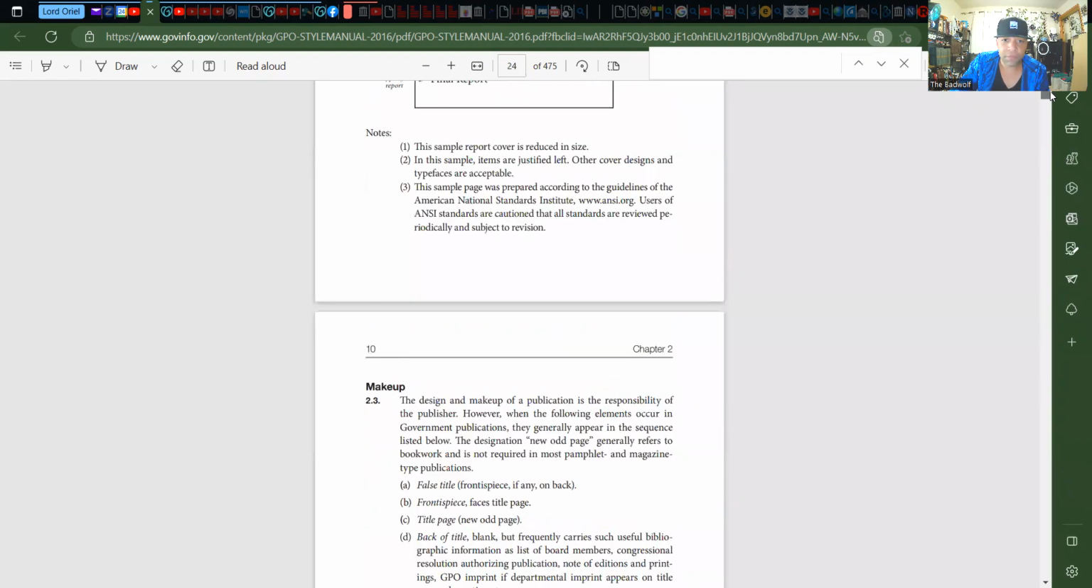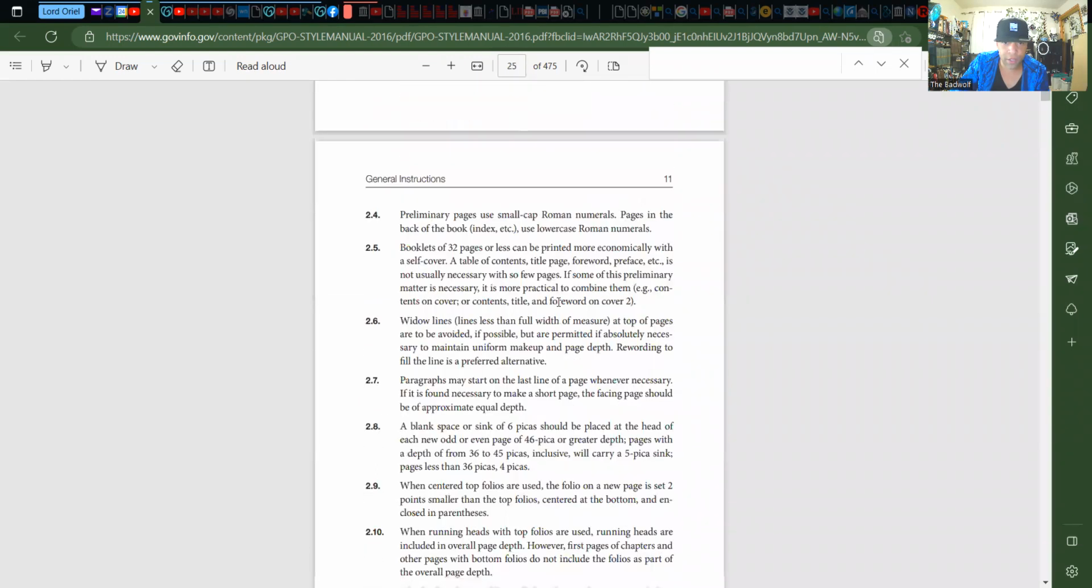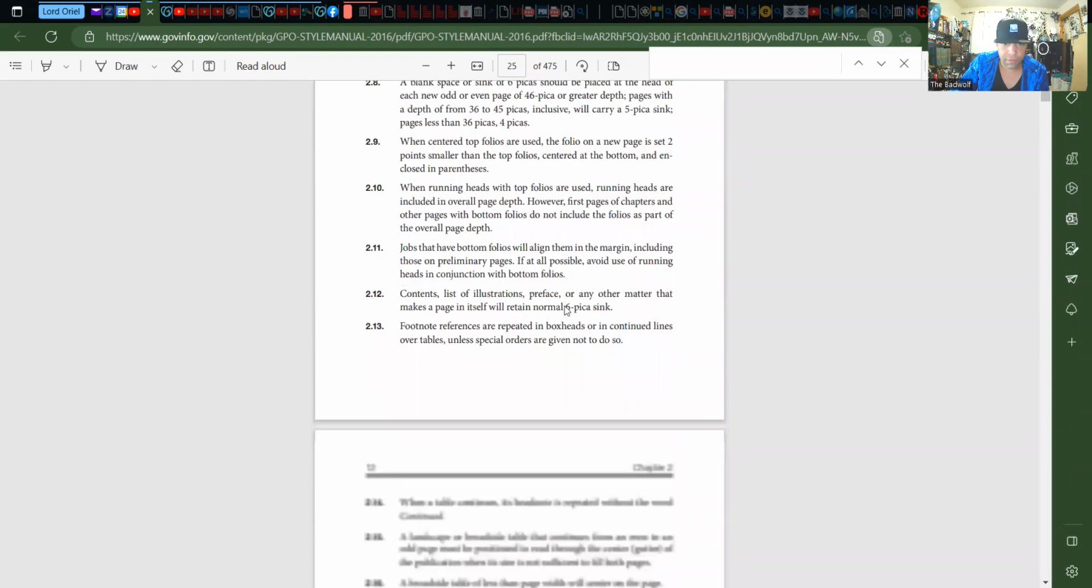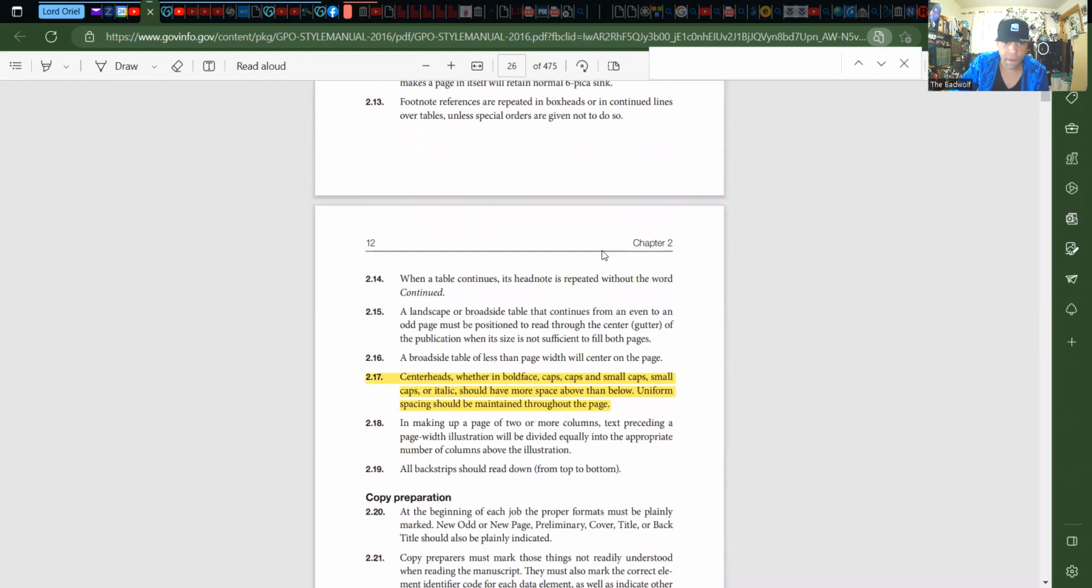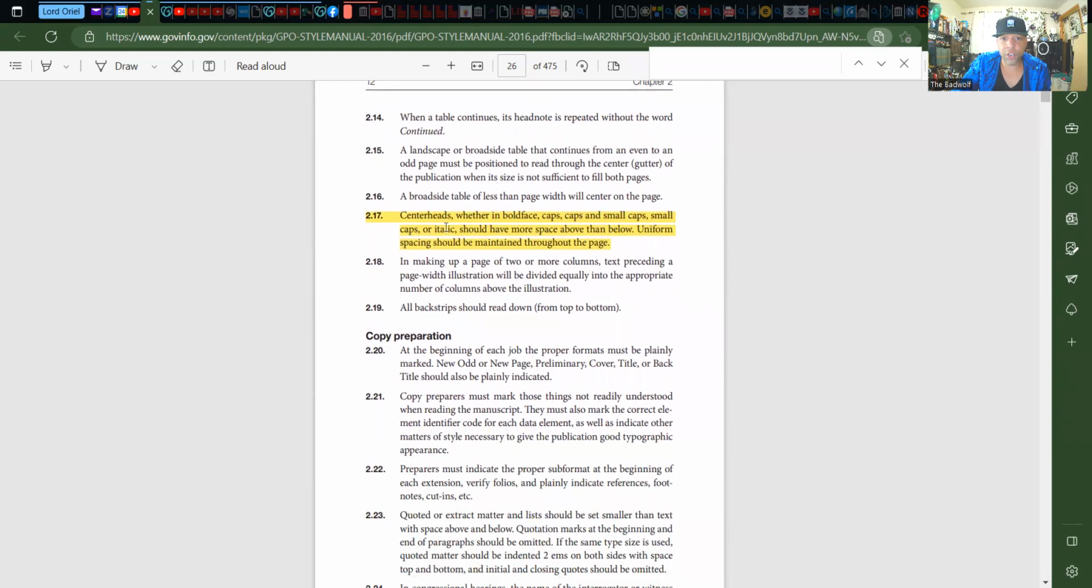Otherwise, everything else: contents, lists, instructions. So the main point of this is, one, we're talking about caps, and two, we're going to be talking about the national status. Here in the yellow, because I've already done a search and highlighted certain things, what do they talk about? Caps, caps and small caps.